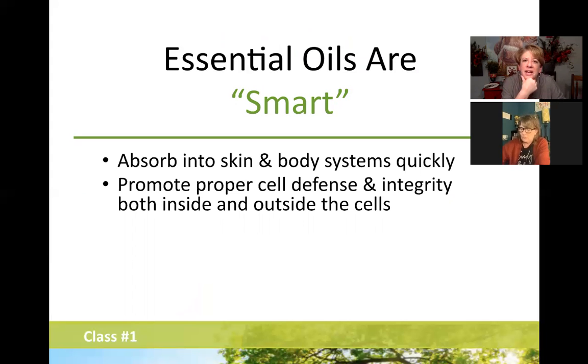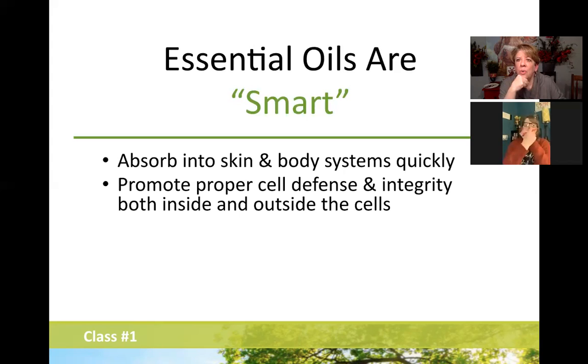They promote proper cell defense. That's what we just talked about with the tearing of the leaf, and integrity both inside and outside the cells. Again, essential oils can permeate the cell wall, which means that they can get inside of a cell and do whatever it is that needs to be done. So for example, oils like our DDR Prime, pink pepper, some of those other oils can get inside of a cell and kill the bad stuff. And then basically it gets eaten up from the inside out and then sloughed off of the body.